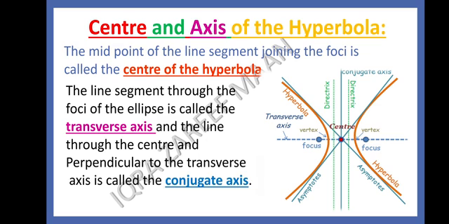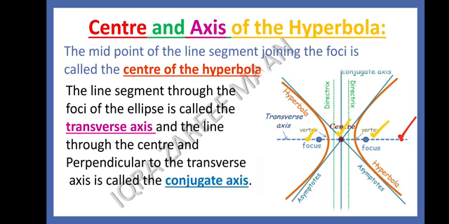Next we move towards the center and axes of the hyperbola. A point that lies midway between the two foci is called the center of the hyperbola. Foci are the fixed points from which we have to take the difference of the distances, and the point that lies midway between them is called the center of the hyperbola.